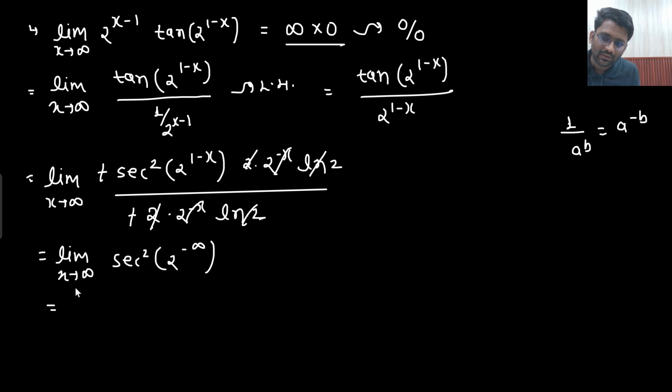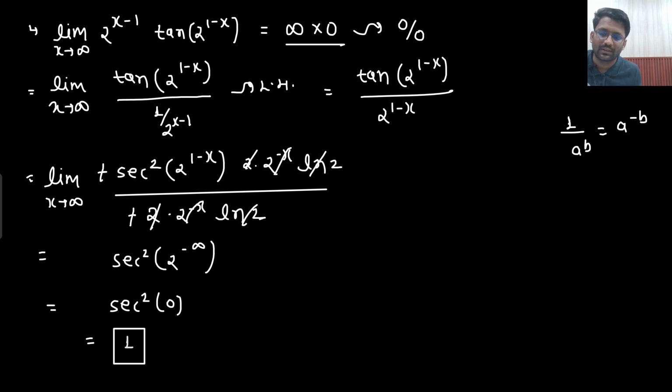So simply we have put the limit. So 2 to the power minus infinity, what would that be? Sec square 0. That is 1. So what is the answer? Answer is 1.